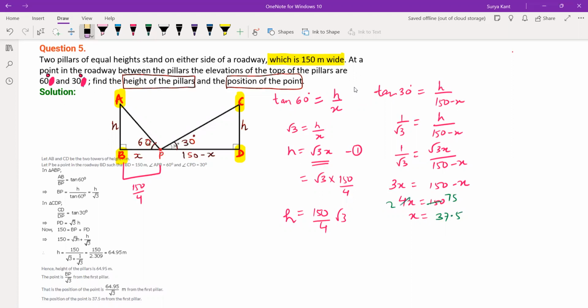So the other part also you can write: x you got is 37.5 root 3. Root 3 value, if you want, you can put in. For the other part, 150 minus x, you should do 150 minus 37.5. So you get the other part also. Clear to everyone? Nobody gave me the correct answer. Only two children gave an answer, but somewhere you have made a mistake. Anyone having doubt in these answers I've written here?